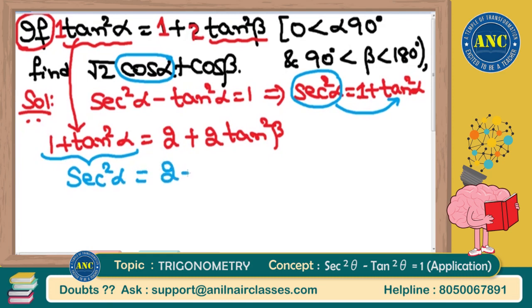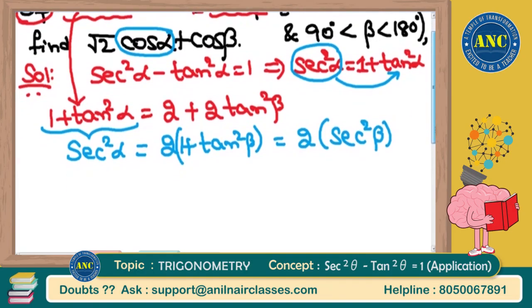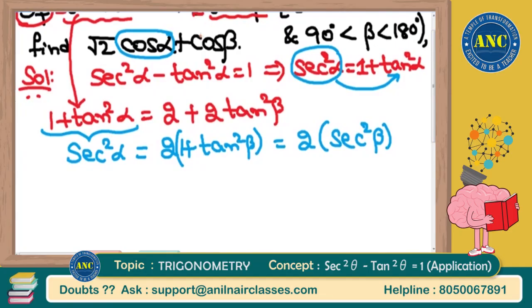Secant square alpha is equal to 2, if I take common, 2 into 1 plus tan square beta. Again the beautiful thing is 1 plus tan square is secant square beta, right? Now I already got the terms which I need. I need cos alpha and cos beta. Secant square alpha is nothing but 2 into secant square beta. If I take reciprocal, cos square beta is nothing but 2 into cos square alpha, right? Cos square beta is 2 times cos square alpha.